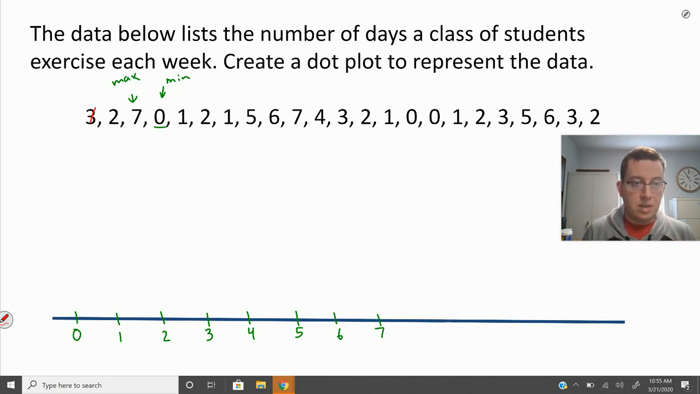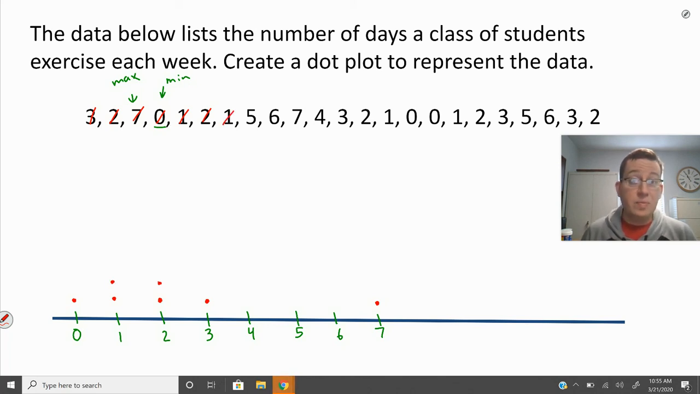So 3. That means one person worked out 3 days that week. So I'm just going to put a dot over 3. I've got 2. So I'll put a dot over 2. 7. Let's put a dot over 7. 0. Dot over 0. 1. And then we just keep going. So we're just going to pause, keep going.